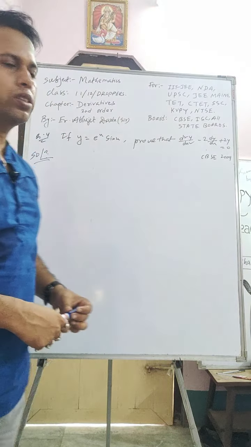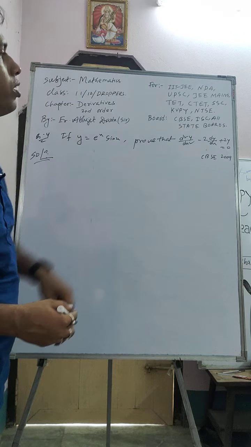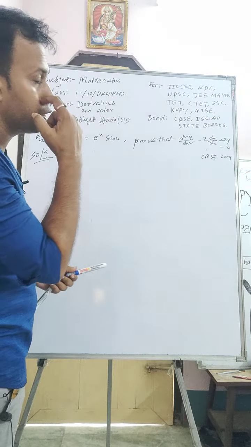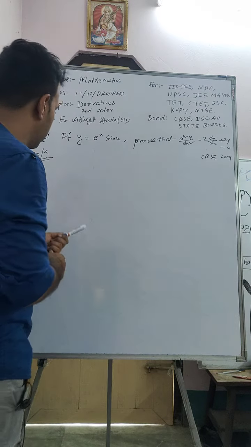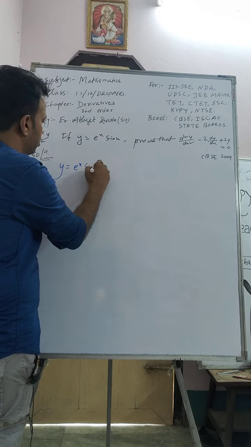so the next question is question number 4. If y equal to e to the power x sin x, then prove that d square y by dx square minus 2 dy/dx plus 2y equal to 0. And this question came in CBSE 2009. Okay, so let's try. What is given here? y equal to e to the power x sin x.